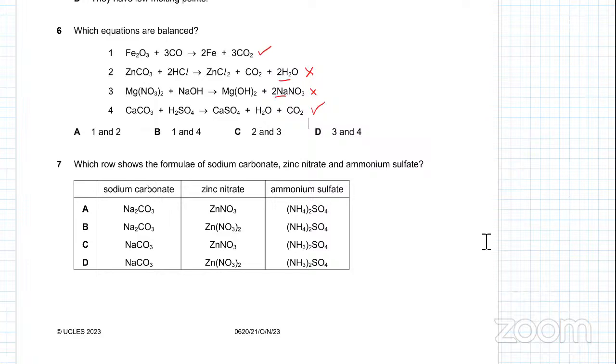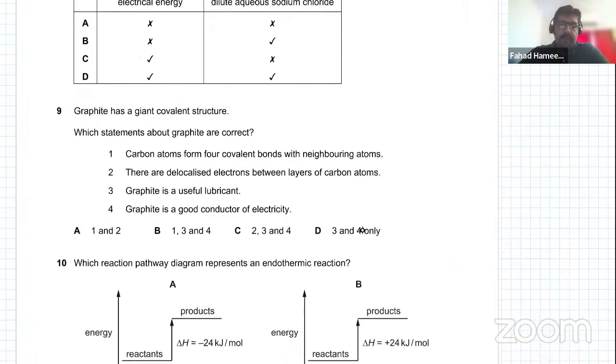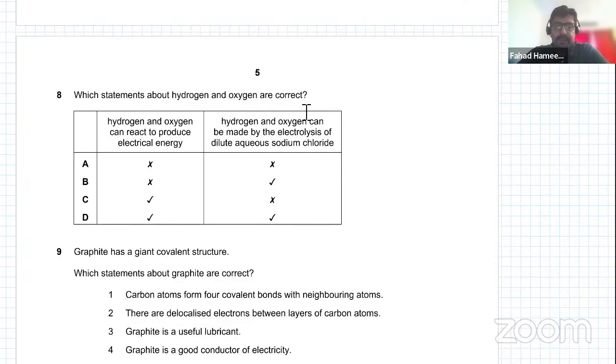It's B. Okay. Next one. Which statement about hydrogen and oxygen is correct? Do they react to produce electrical energy? That's correct. So, C or D.